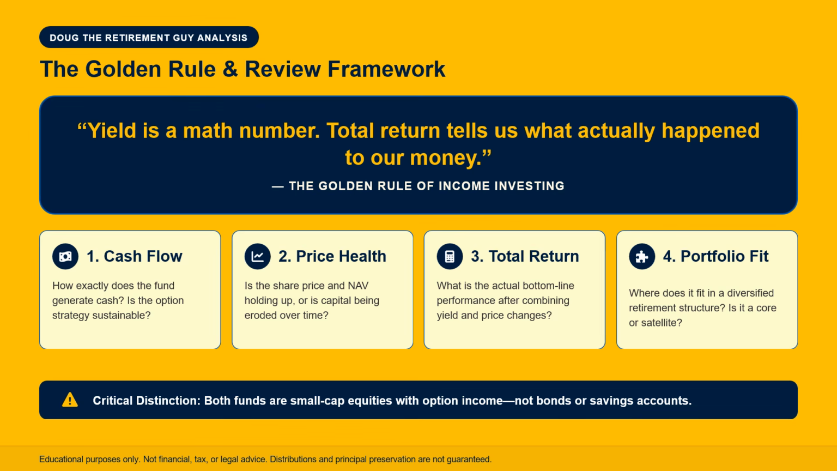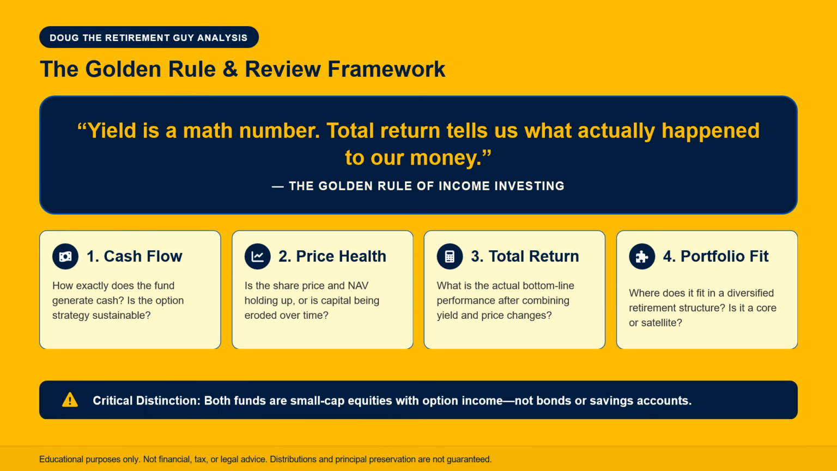So right now, how are we going to calculate these things too? Because yield is a math number. The total return tells us actually everything happening to our money. So we're going to take a look at the cash flow first. How exactly does the fund generate cash? Is the option strategy sustainable? We really want to take a look at the yield in that cash flow as well.